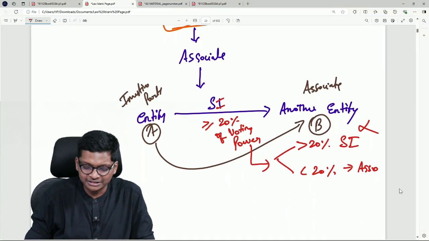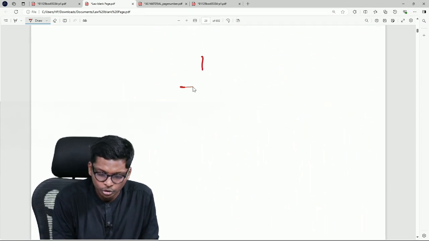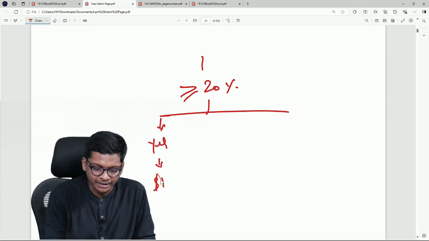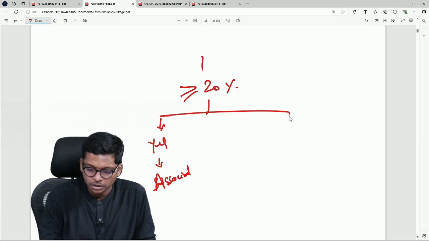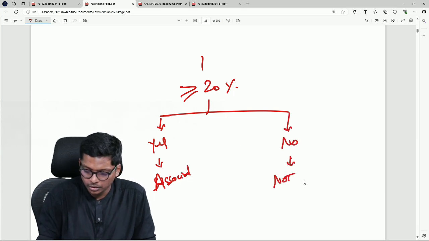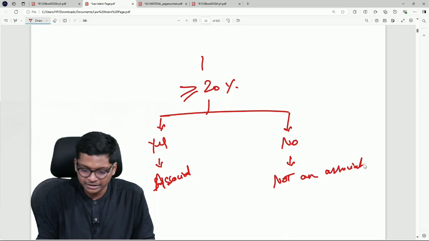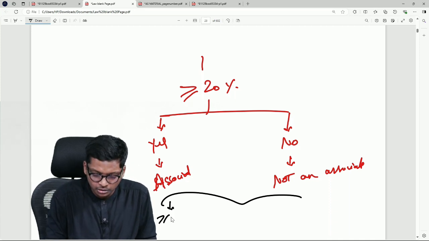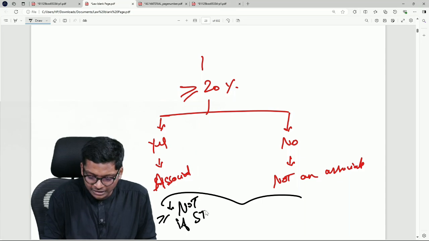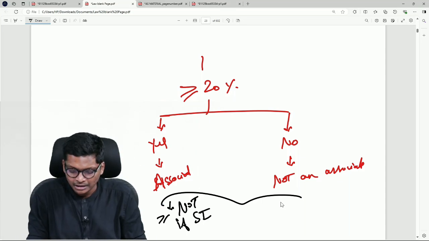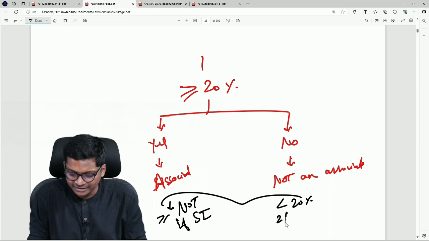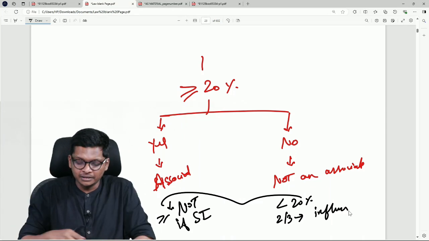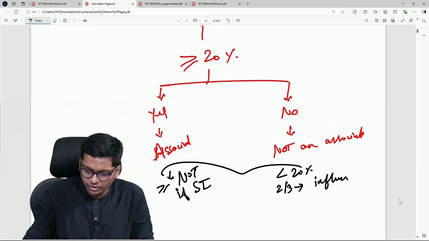So, even though he has less than 20%, he will be considered as an associate. This is an exception. So, what is the general rule, sir? Simple. Do you have 20% or more? Answer is yes, then you are an associate. Answer is no, then you are not an associate. However, both of these have an exception. Even if you have more than 20%, you are not an associate if you do not have significant influence. Even if you have less than 20%, if you have just 2 or 3%, if you are able to influence, then you have significant influence. Are you guys following? Okay.